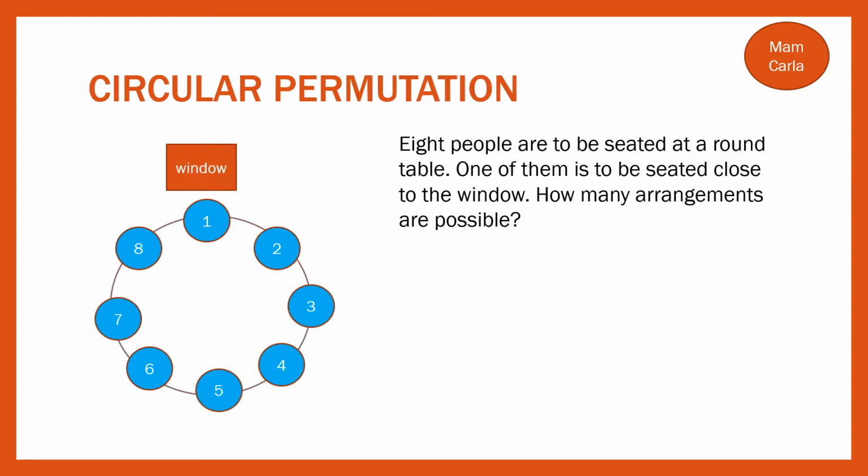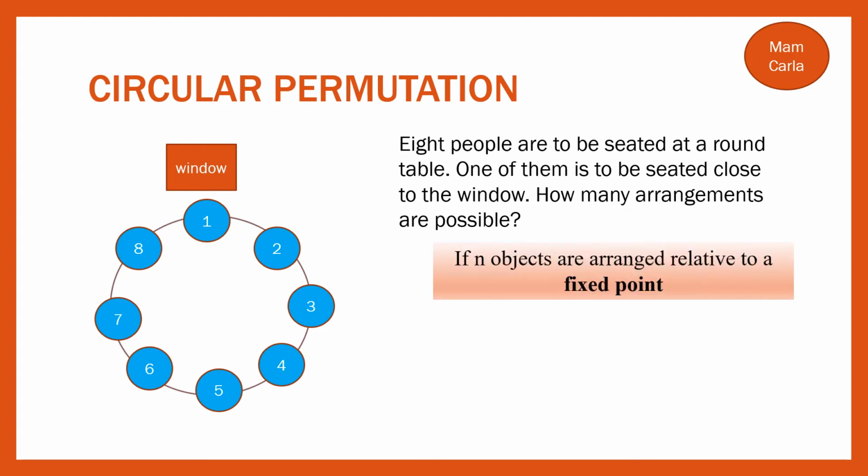Let us deal with this problem. 8 people are to be seated at a round table. One of them is to be seated close to the window. How many arrangements are possible? You have to take note that the 8 people need to be placed relative to a fixed point, which is the window. So, if n objects are arranged relative to a fixed point, we will be using n factorial permutations.